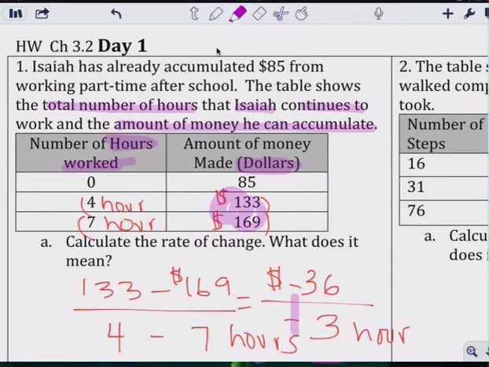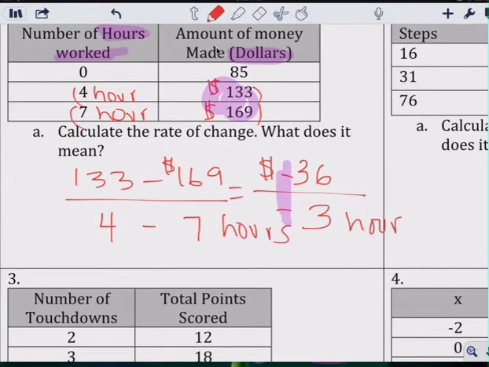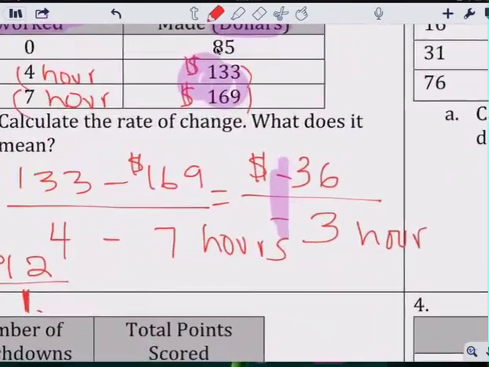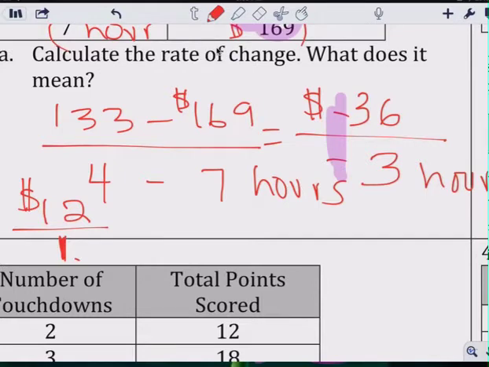Now two negatives make a positive, so that makes it $12 for every hour he works. Oh, he makes $12 per hour. That's pretty good money. Okay, so basically it's $12 for 1 hour. Isaiah makes $12 for every hour he works.